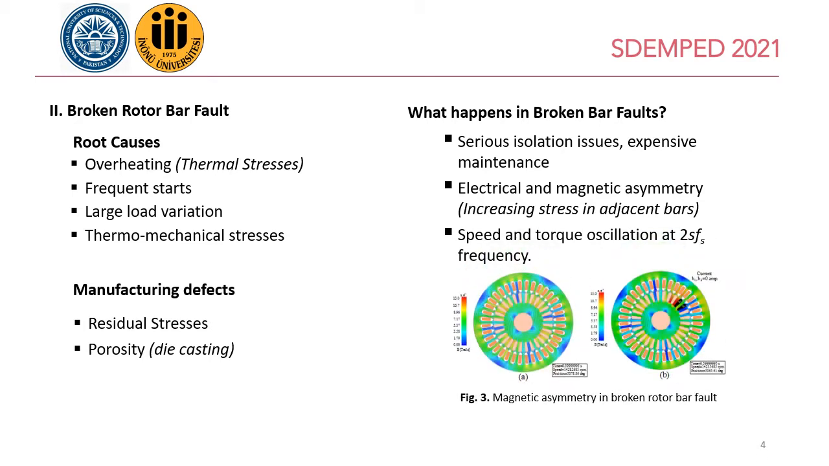This figure shows the asymmetry of broken rotor bar faults. Figure A shows the healthy case, and figure B, with the black highlighted region, shows the broken bar fault in the rotor.